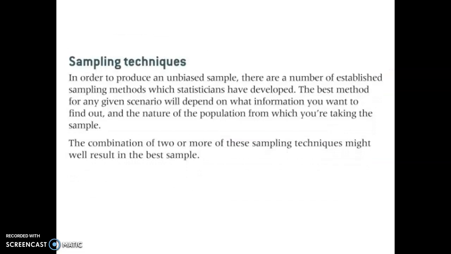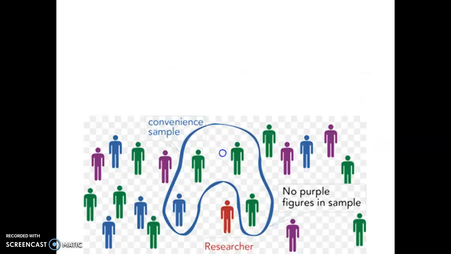So sampling techniques. In order to produce an unbiased sample, there are a number of established sampling methods which statisticians have developed. The best method for any given scenario will depend on what information you want to find out and the nature of the population from which you're taking the sample. The combination of two or more of these sampling techniques might well result in the best sample. So let's look at these sampling techniques.